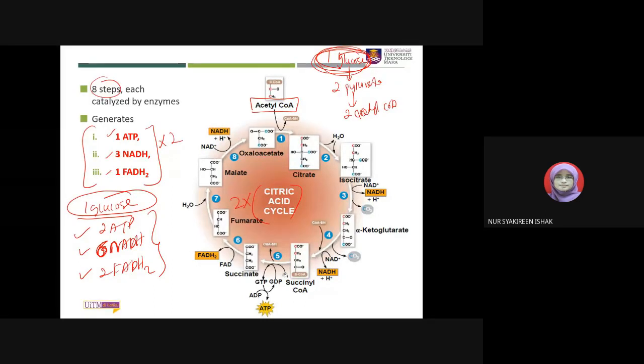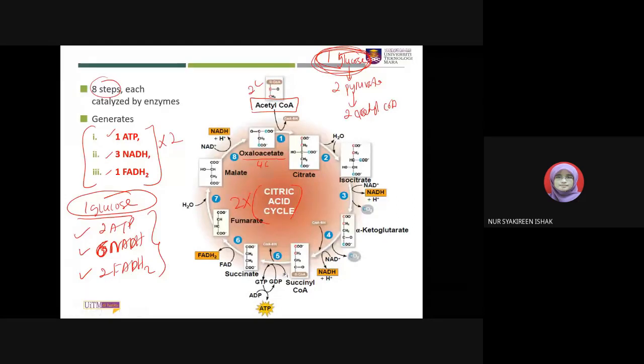So kalau tengok from this diagram, so acetyl-CoA is a 2 carbon compound. When it enters into reaction 1, it will combine to this compound, which is oxaloacetate. Oxaloacetate is a 4 carbon compound, okay.